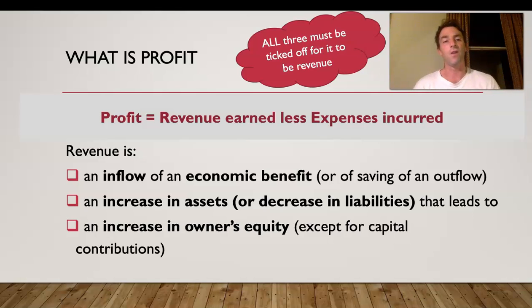Sales is an inflow of economic benefit. There is a benefit to the business of being a sale. This has led to an increase in an asset. What was that increase in asset? Cash, because you remember this is the same sales that came from the statement of receipts and payments in Chapter 7. And a sale that increases assets increases our business worth, so increases owner's equity. That's why it's revenue. Ticks off all three of those boxes.